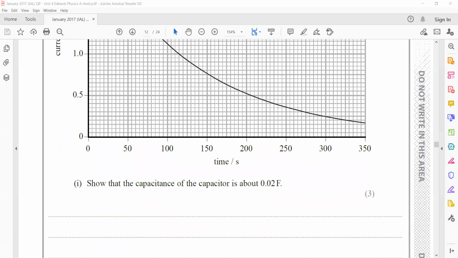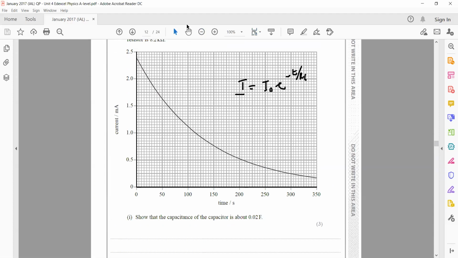So we can use this graph, and using this graph we can work out the capacitance of the capacitor, because it's a current versus time graph. So we have this formula, I is equals to I naught e raised to power minus T over RC. That's the formula. So what is I naught? I naught is the maximum current. Keep in mind these units because it is written in milli. So when you substitute the value, it should not be in milli.